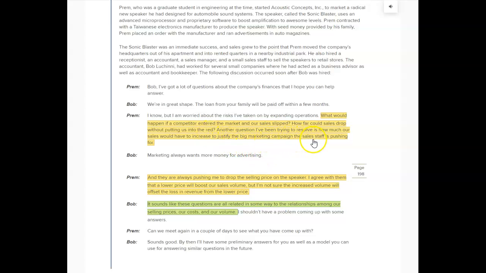Another question he's been trying to resolve is how much our sales would have to increase to justify the big marketing campaign the sales staff is pushing for. And also he wants to know, the sales staff is always pushing to drop selling prices, and he agrees with them that lowering the price will boost sales volume, but he's not sure the increase in volume will offset the loss in revenue from the lower price. So Bob is the accountant, and Bob says it sounds like these questions are all related in some way to the relationships among our selling price, cost, and volume. So this is the cost, volume, profit analysis that we are going to look at.